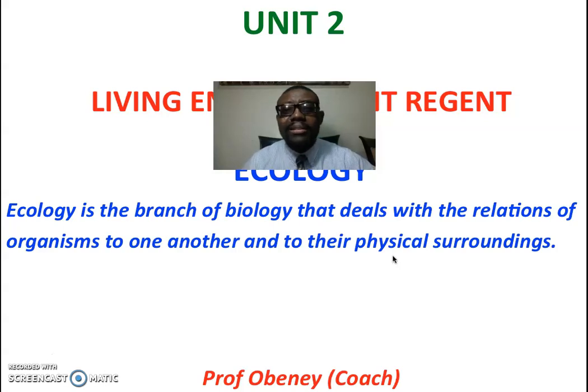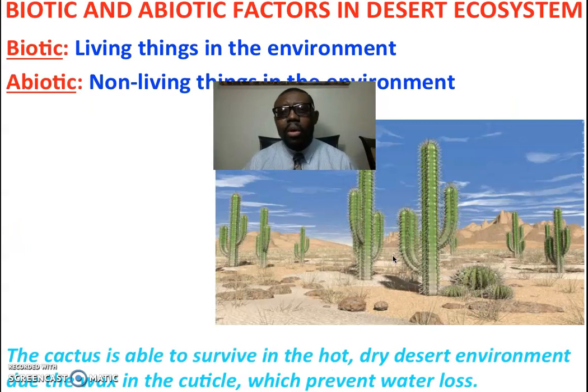So before we understand ecosystem or ecology, the first thing we need to know is biotic and abiotic factors, the difference between biotic and abiotic factors. In science, when we say bio, it simply means life. Bio means living things, and that includes plants and animals. So living things in the environment include the plants and animals. The living things in the environment are the biotic factors.